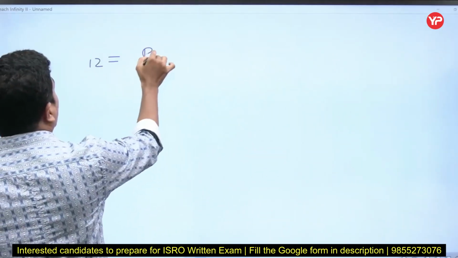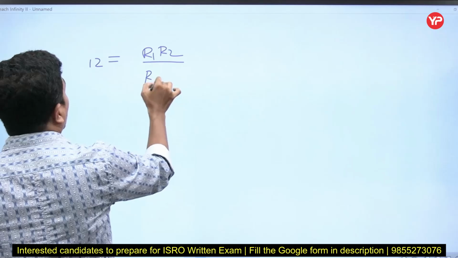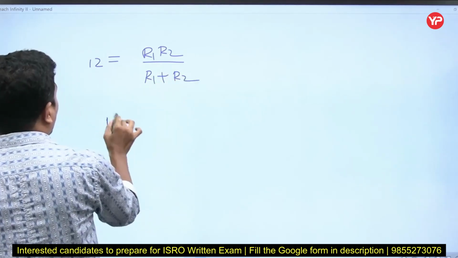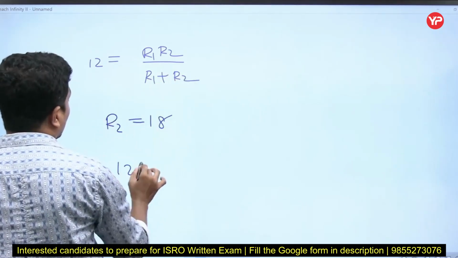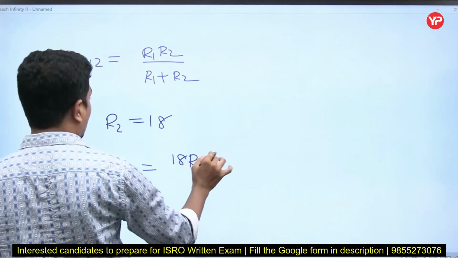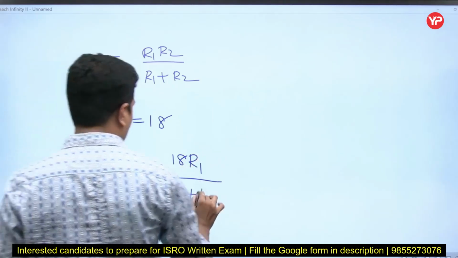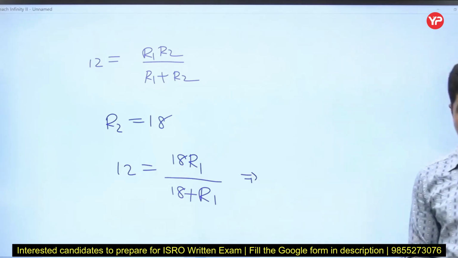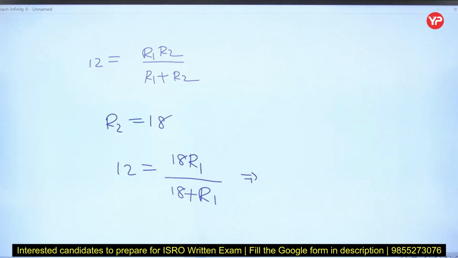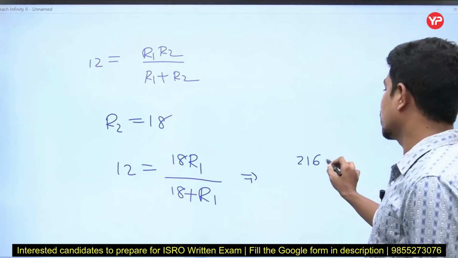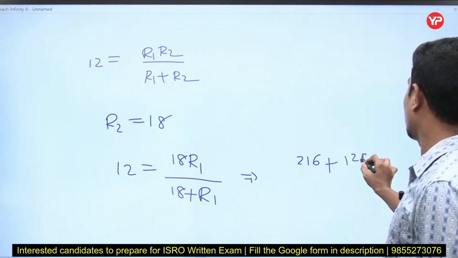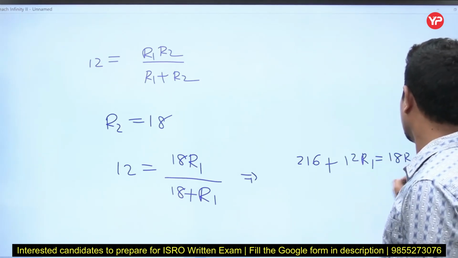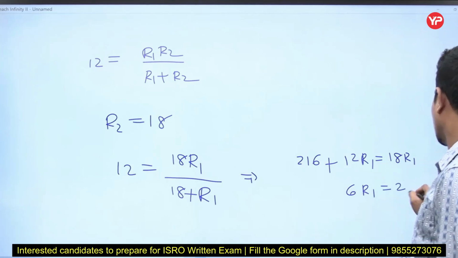12 is equal to R1 R2 by R1 plus R2. R2 is equal to 18. Put there: 12 is equal to 18 R1 by 18 plus R1. Now simplify it. 18 into 12, I do with the calculator, but you should not do with the calculator. 216. 216 plus 12 R1 is equal to 18 R1. So 6 R1 is equal to 216.